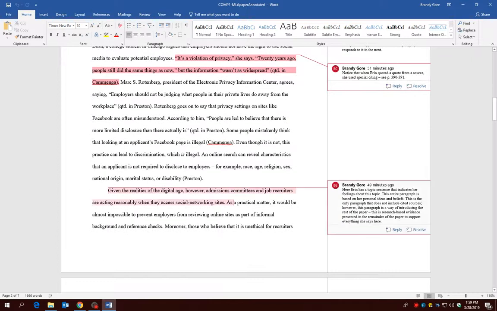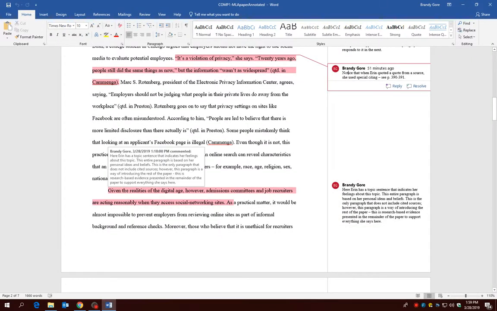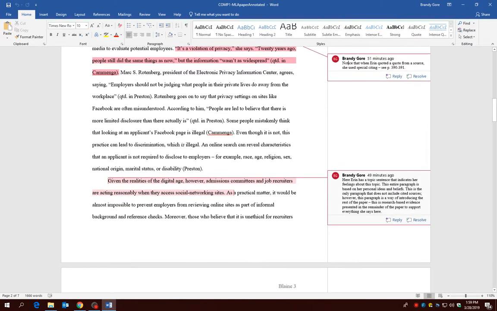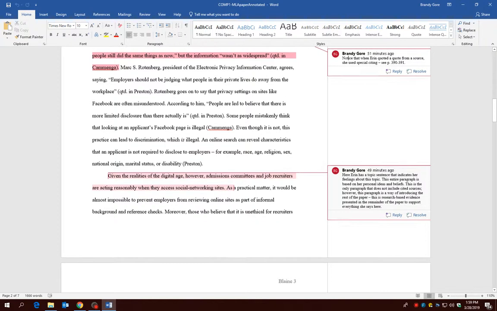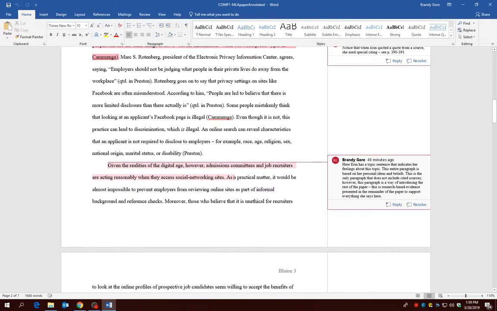And then here she responds, okay? Given the realities of the digital age, however, admissions committees and job recruiters are acting reasonably when they access social networking sites. Pay attention to what I say here. Here, Erin has a topic sentence that indicates her feelings about this topic. This entire paragraph is based on her personal ideas and beliefs. This is the only paragraph that does not include cited sources. However, this paragraph is a way of introducing the rest of the paper. This is a research-based evidence presented in the remainder of the paper to support everything she says here.